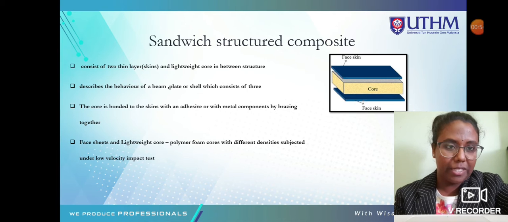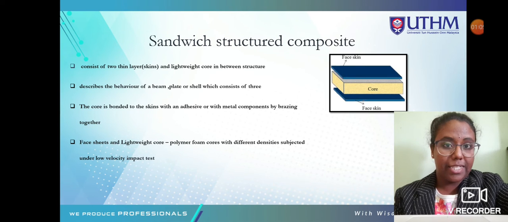Well, what is a sandwich structure composite? It is a structure which consists of two thin layers, which we call skin or face sheet, and a lightweight core in between. This case study describes the behavior of a beam, plate or shell which consists of these three structures. The core is bonded to the skin with an adhesive or with metal components by brazing together, which we know as the stitching method. The face sheet and lightweight core considered in this case study is polymer foam core with different densities, subjected to low velocity impact test.